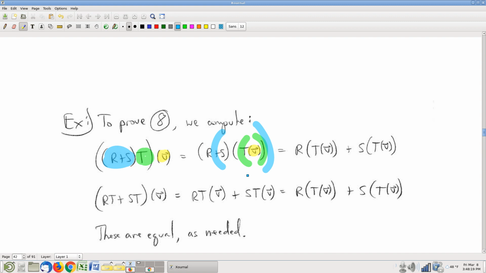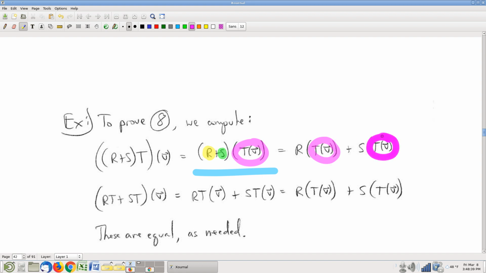So products are compositions, straight out of the definition from 2 pages back. Okay, next, what have I got here? Well, I have a sum. That plus that. And how do you compute a sum? Well, a sum acts on a given vector by adding the individual outputs. Right, so this is a consequence of the definition of addition of linear transformations.